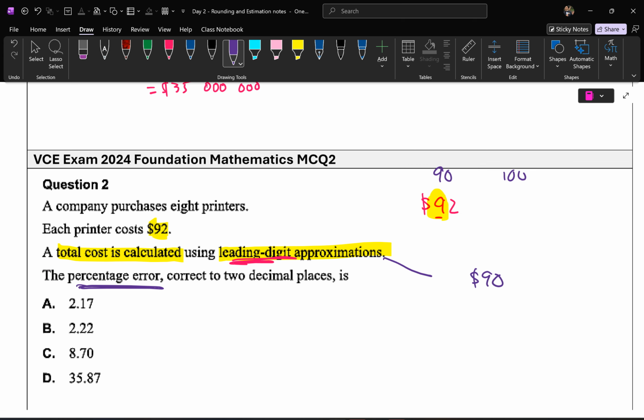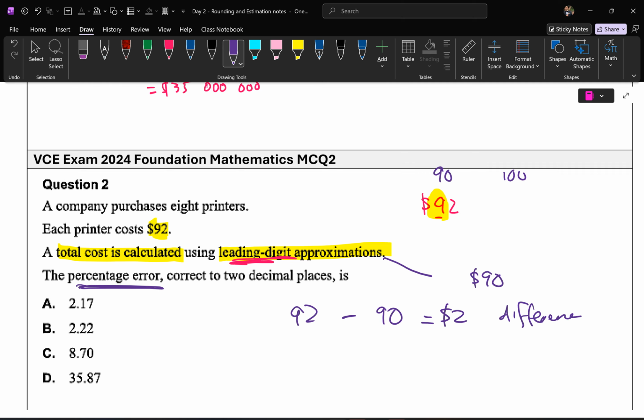So here we're estimating it's roughly 90 bucks. But the actual cost is $92. How far off am I? By rounding that, how much am I losing? $2. Very good. So how do we know that? We will say, well, 92 is how much it cost, but I round it down just so that my calculations are easier. 92 minus 90 gives me $2 difference.